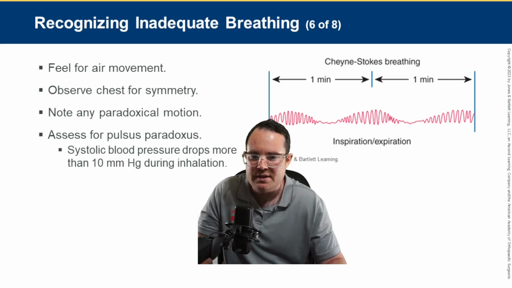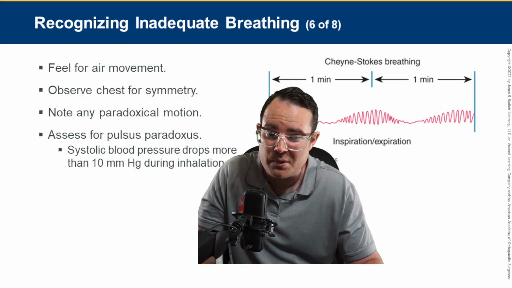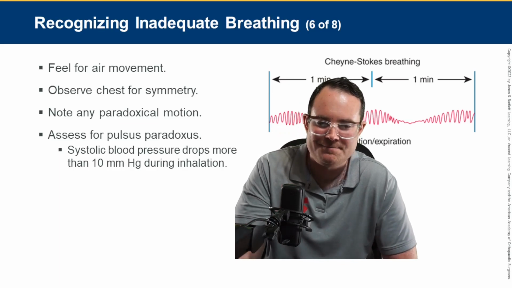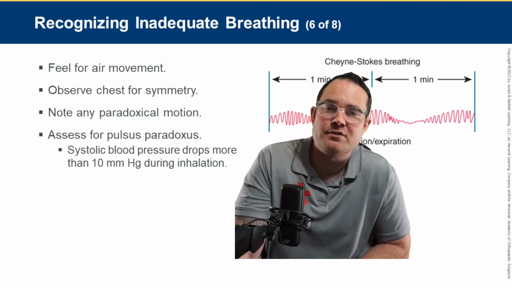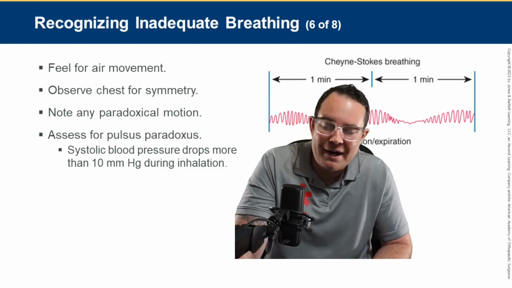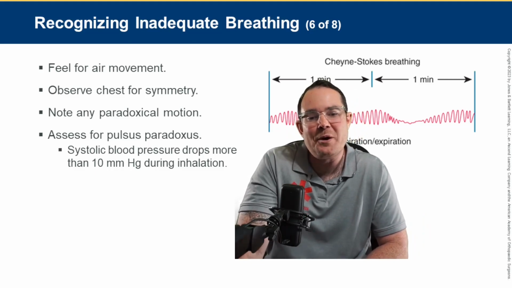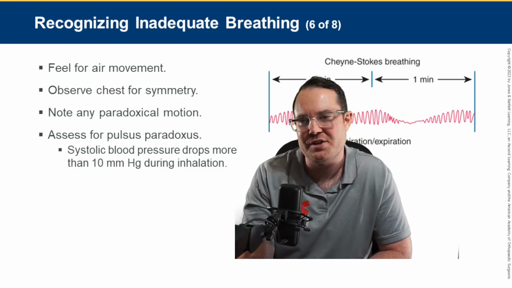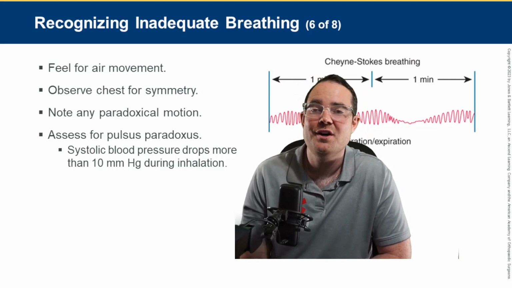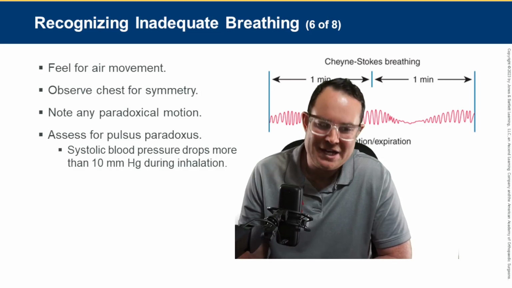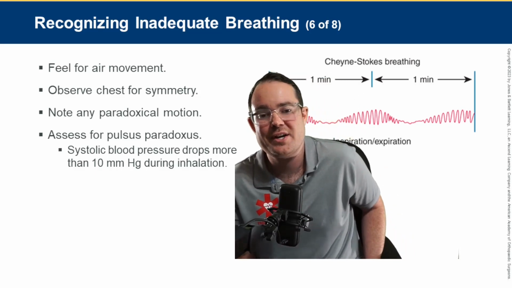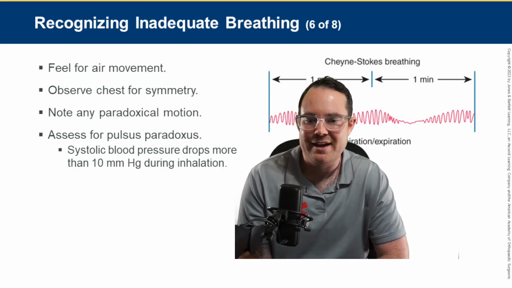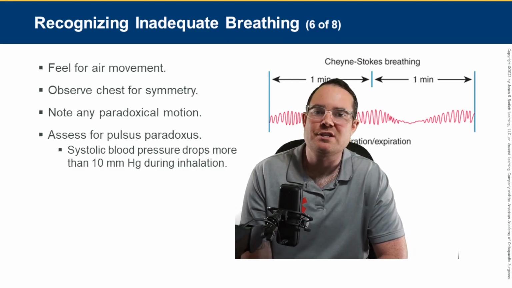Next thing I wanted to talk about that is on this slide that I think is important to know, because you'll see test questions about it, is pulsus paradoxus. Good luck assessing pulsus paradoxus out in the field. But if you're taking an exam, I would know what it is. A systolic blood pressure that drops more than 10 during inhalation. This is typically seen in your obstructive shock patients. Obstructive shock. So we're talking tamponade and bad tension pneumothoraxes. Okay. This is when you will see this pulsus paradoxus.